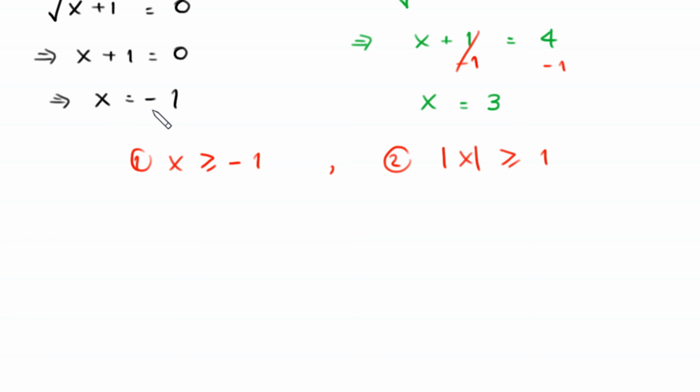This value of x, negative 1, is equal to negative 1, and absolute value of this negative 1 is equal to 1. So this is a valid solution. And this value of x, 3, is greater than negative 1, and absolute value of 3 is greater than 1, so this is also a valid solution.